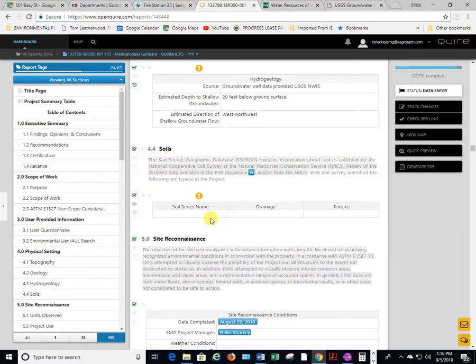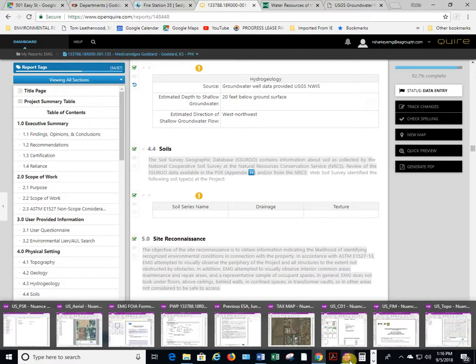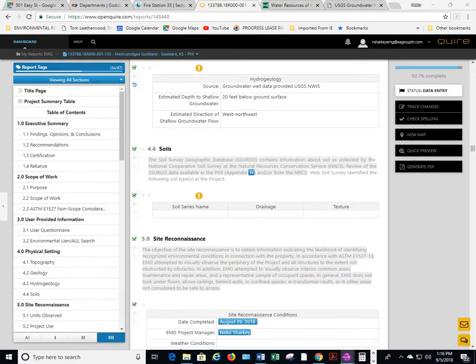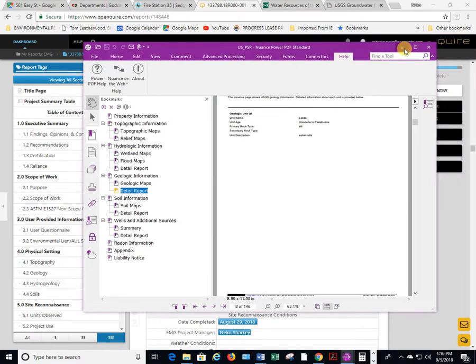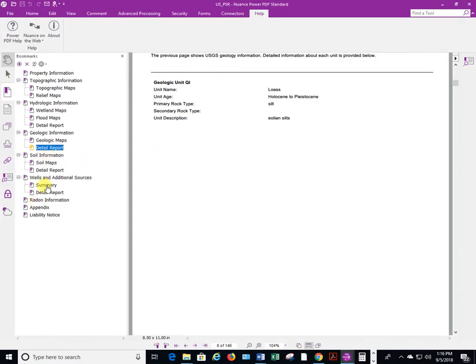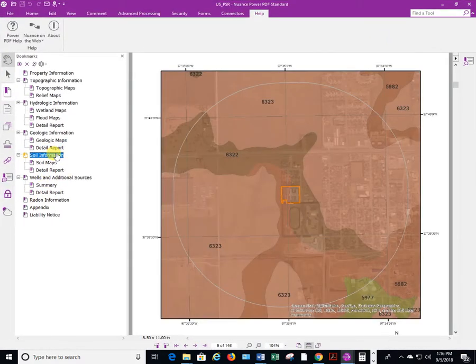Final thing is section 4.4, the soil information. Where do I find this at? I go back to my physical setting report, our friend, the PSR, the real MVP. All right. I click on soil information.